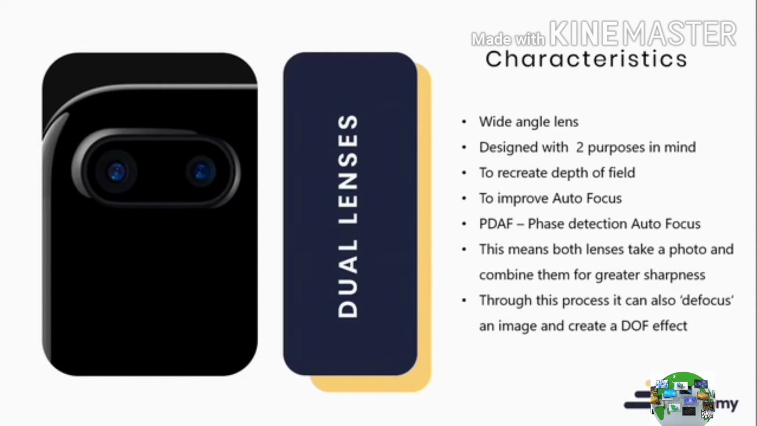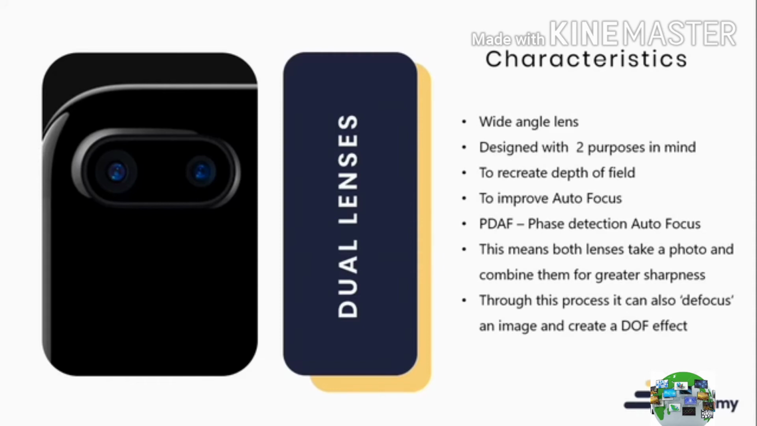So one lens is going to capture your sharp image. The other lens is going to capture a slightly out of focus image. Combine them together to create a depth of field effect. So that is our dual lenses. We will come back to them when we have a look at depth of field in greater detail in lesson number 4.